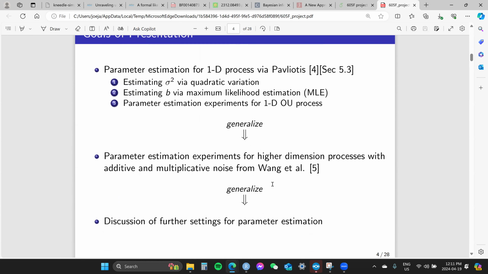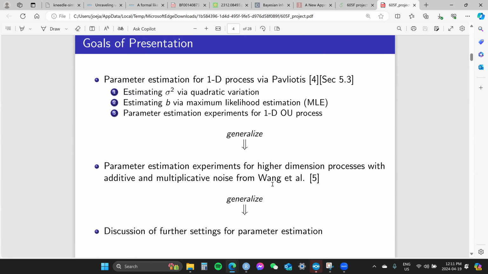So the goal of this presentation is basically to start easy and then start generalizing. So in the first case, we're going to go through a textbook by Pavliotis and go through 1D processes. They will be mostly linear, but we'll deal with one cubic problem as well. And then we want to generalize to higher dimensional processes with additive and or multiplicative noise. Yeah. And that's going to be by going through Wang's paper, which we presented a couple weeks ago.